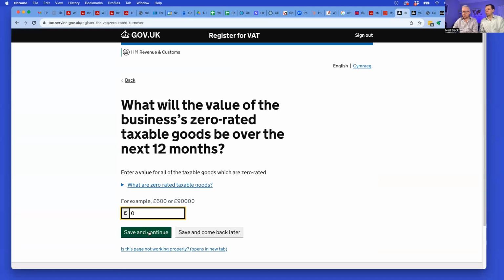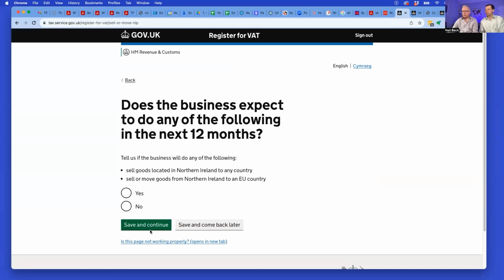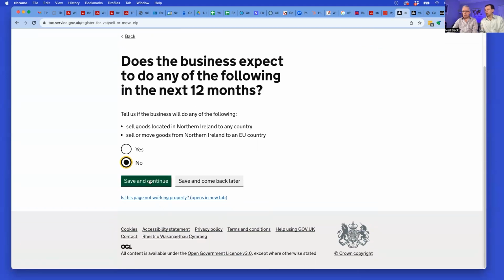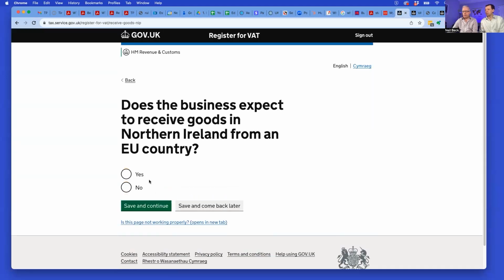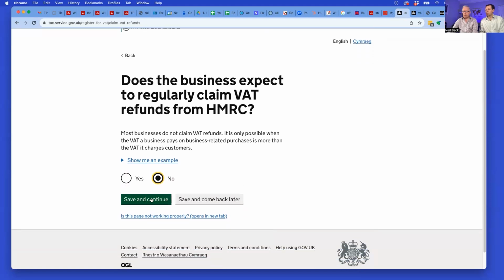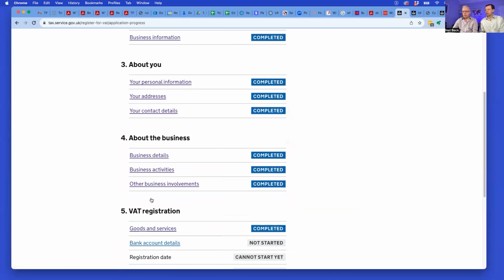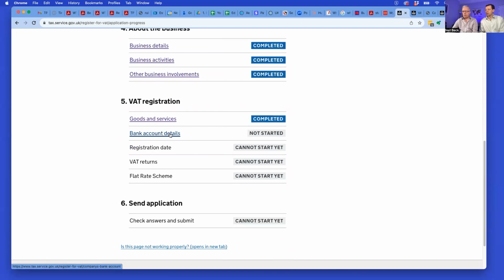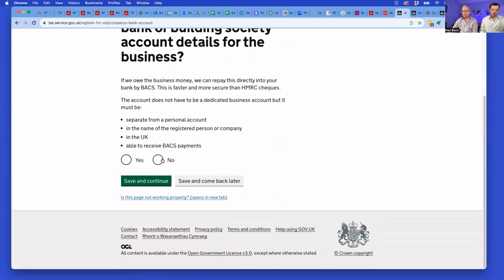So it is here, yeah. So no, if that does apply to you, then the complexity obviously increases with these things. No. Bank account details. Okay. So yeah, this is a pretty extensive form.